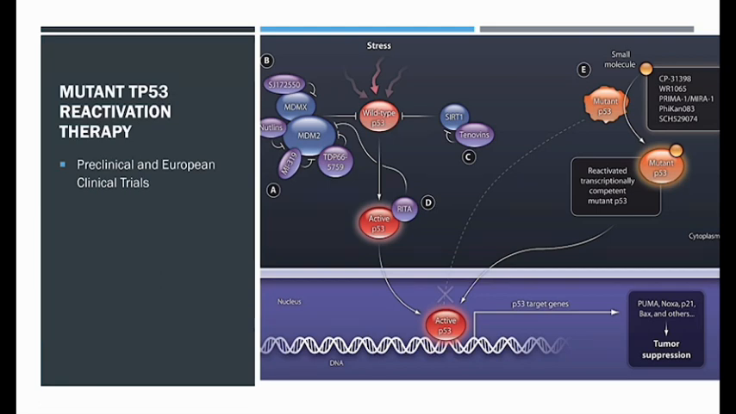So there are promising results in the European trials. And we know that around 50% of all solid tumors have TP53 loss of function. This RITA and PRIMA would be a very beneficial thing for the future if the clinical trials hold some good data.